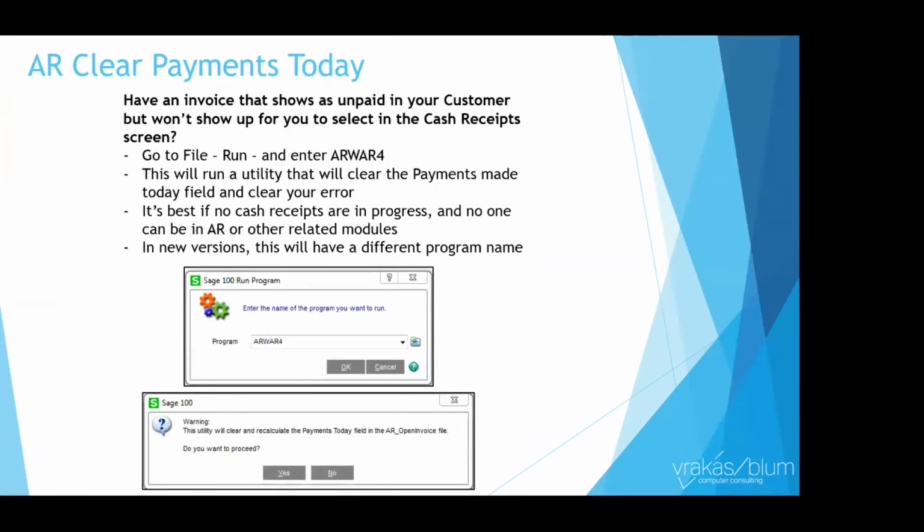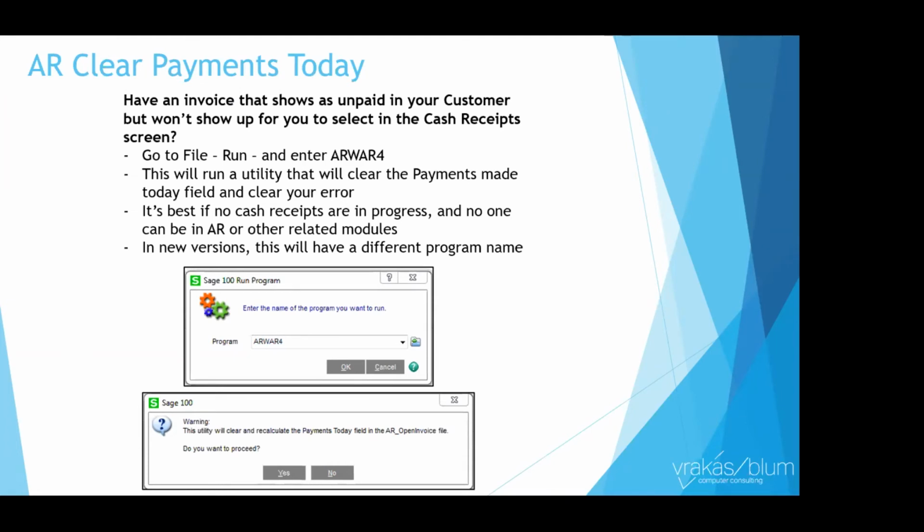Here's another one that I think is really useful for folks, the AR Clear Payments Today. When you're doing your cash receipts, you might notice that you have an invoice that shows as unpaid in the customer record on customer maintenance, but it doesn't show up for you to select in the cash receipt screen. I think they have finally figured out that the reason this occurs is you start a cash receipt and you select those invoices and then you cancel out, and some series of events makes it so that that particular check says that it's being paid today.